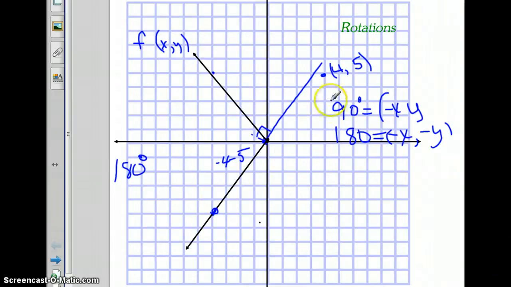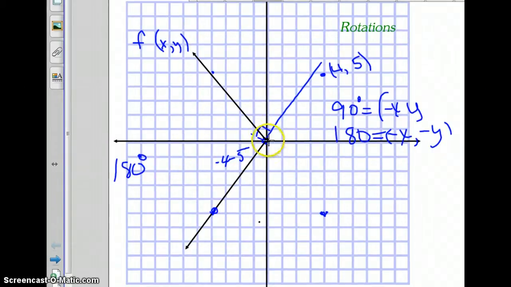Our next would be the same point, but we're going to use a 270-degree rotation. So you're still going to use the 4, 5, and this is the point. I'm going to draw my line to this point, and you see this is 270 degrees. So we can mark it off. If that's 90, that's another 90, and this is another 90.